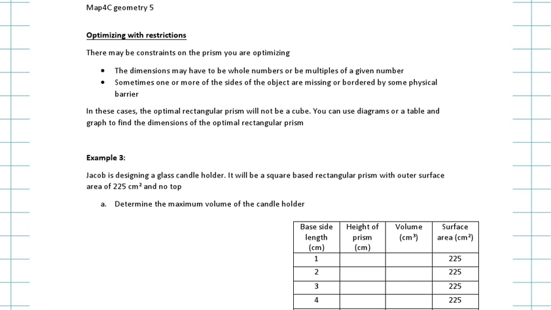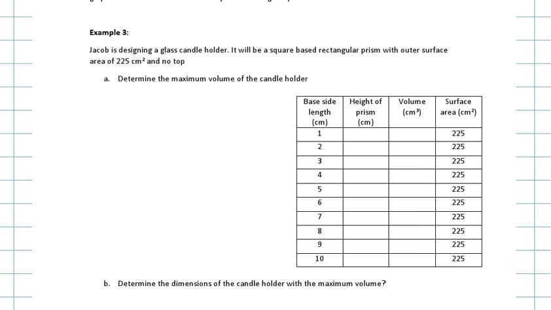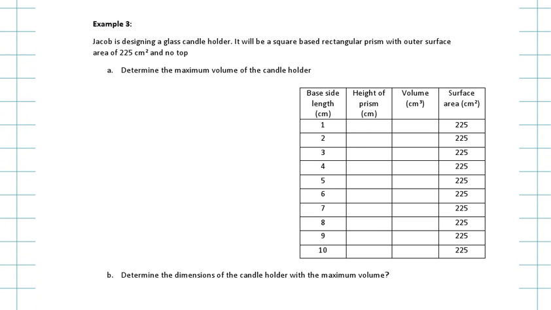Let's look at this example. Designing a glass candle holder. It will be a square-based rectangular prism with an outer surface area of 225 centimeters squared and no top. Right there, this is where your restriction is. So you know it's not going to be a cube.